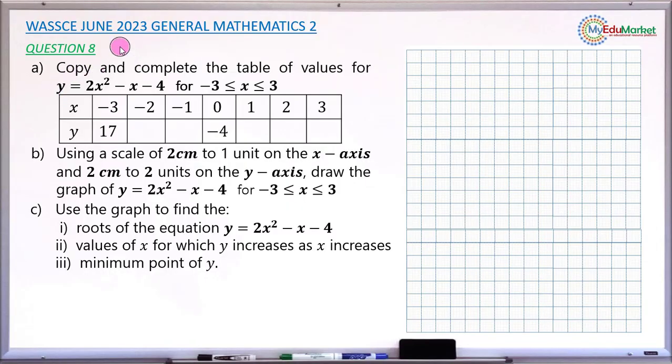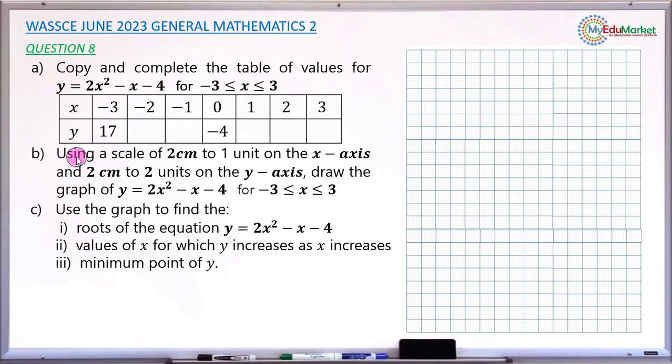This is WAEC June 2023 General Mathematics Paper 2, and we are answering question number 8. The question reads: question 8(a), copy and complete the table for values of this function y equals 2x squared minus x minus 4 for the range of x starting from minus 3 to 3.